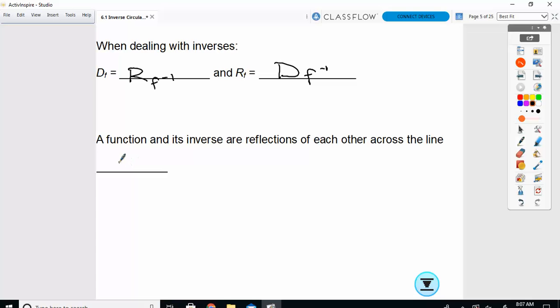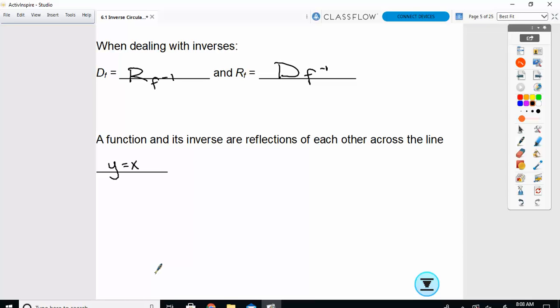Looking at a graph, they are symmetric across the line y equals x, because to find an inverse, you just flip x and y. You let those things replace each other. So these are all good points that we need to talk about if we're going to be looking at inverses.